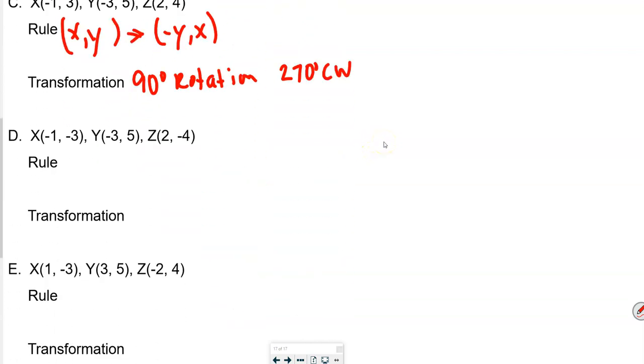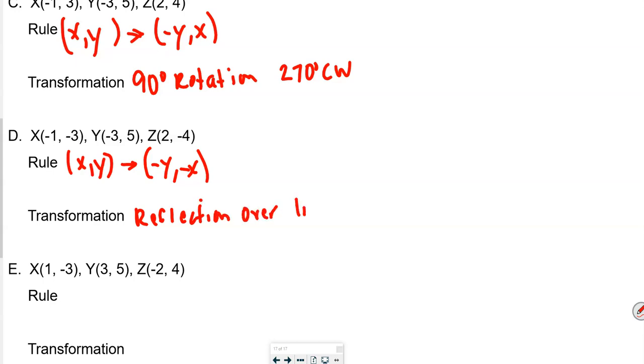Okay, so the next one is negative 1, negative 3. Okay, so negative 1, negative 3. So again, we're going x, y, and our original point was 3, 1. Okay, so that means they did what? They changed and they flipped, right? So this is going to be negative y comma negative x. So that is a reflection over the line y equals negative x, right? Okay.